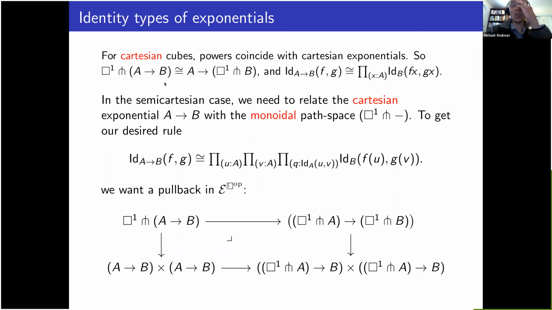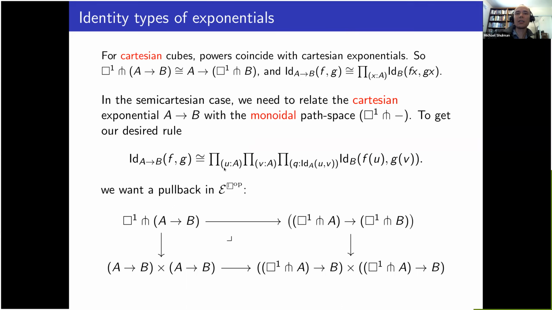In the case of Cartesian cubes, these path spaces are just Cartesian exponentials in the Cartesian closed structure. And so they commute with these Cartesian exponentials here. And this commutation relation gives us the ordinary function extensionality rule that holds in Cartesian cubical sets. But in the semi-Cartesian case, this is really weird because we need to relate this Cartesian function space here with the monoidal non-Cartesian path space to get this, and this desired rule that we want has to be this funny thing that maps paths in A to paths in B.